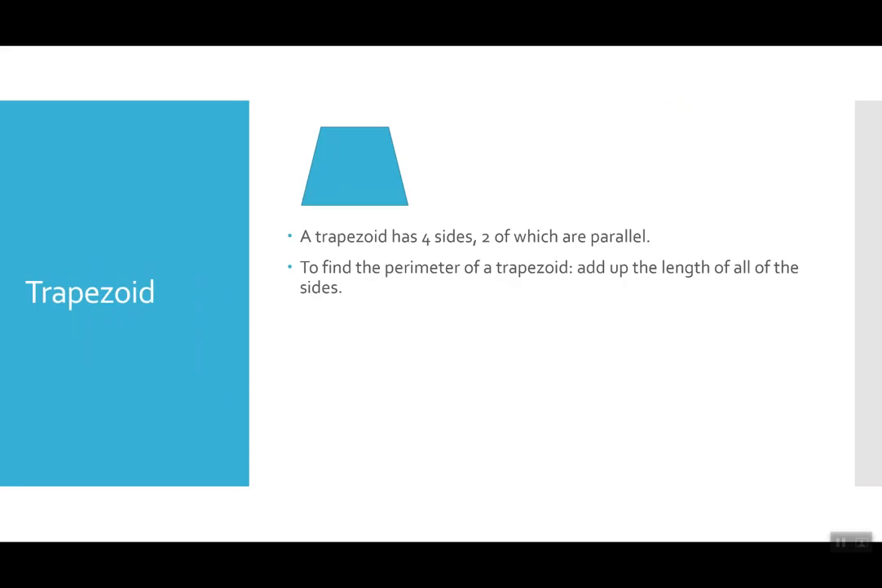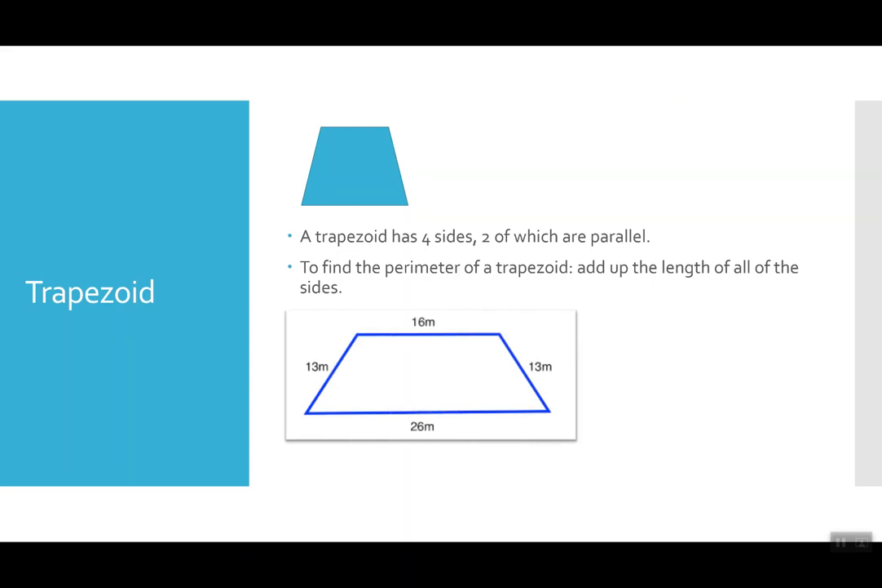Our first quadrilateral is a trapezoid. A trapezoid has 4 sides, 2 of which are parallel. To find the perimeter of a trapezoid, add up the length of all the sides. Our first trapezoid has side lengths 13 meters, 16 meters, 13 meters, and 26 meters. Let's add those up to find the perimeter.